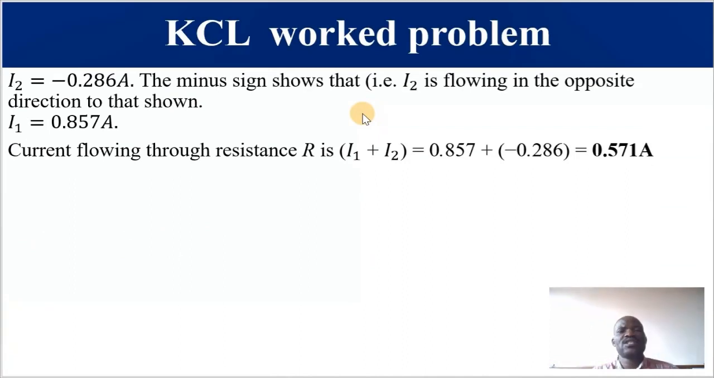Guys, since this is not a presentation on simultaneous equations, I will leave that for you to solve or to prove that I2 is equal to minus 0.286 amps and I1 is equal to 0.875 amps. And what is the meaning of minus? The minus sign shows that the direction of I2 is opposite to that chosen. Let's find the current through R. It is the sum of I1 and I2, and if you solve the two, you get 0.571 amps.